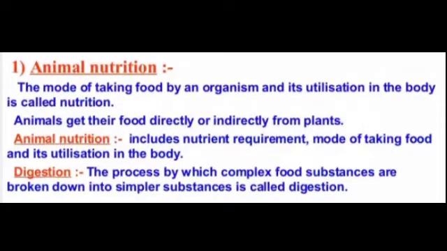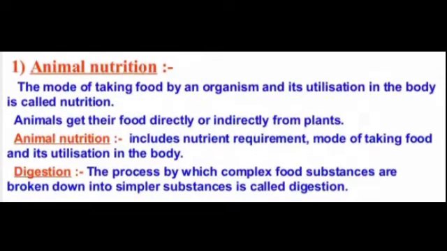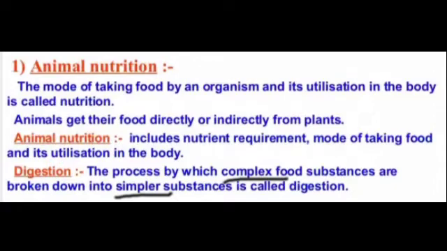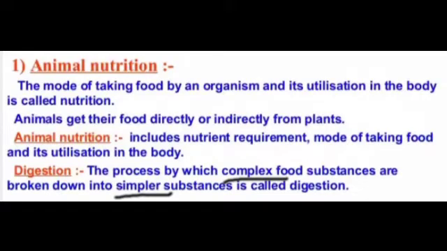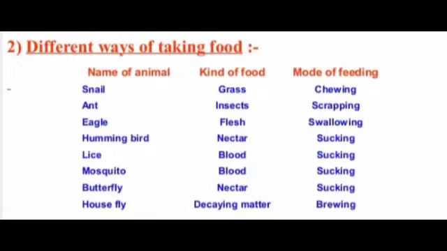Now, let us read the definition of digestion: the process by which complex food substances are broken down into simpler substances is called digestion. When we eat solid food that is hard or complex, it should be broken down into simpler substances by a process called digestion. Before we understand the process of digestion, let us see the different ways of taking food by some insects and animals.